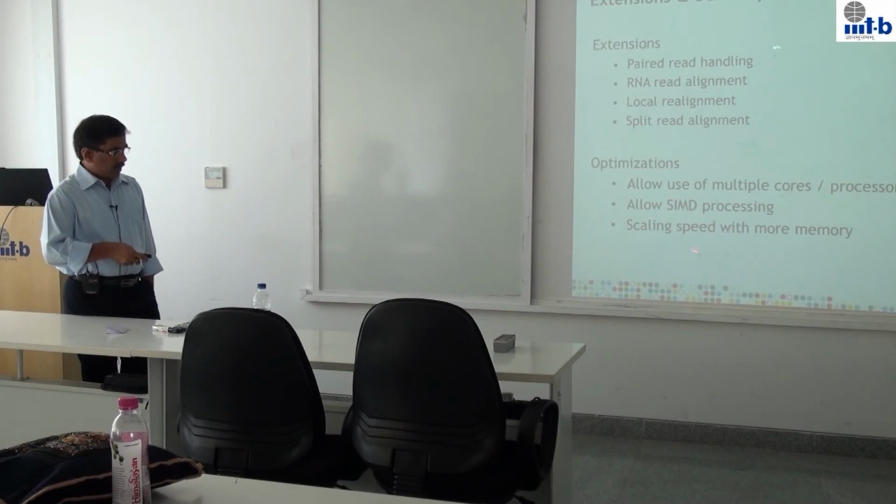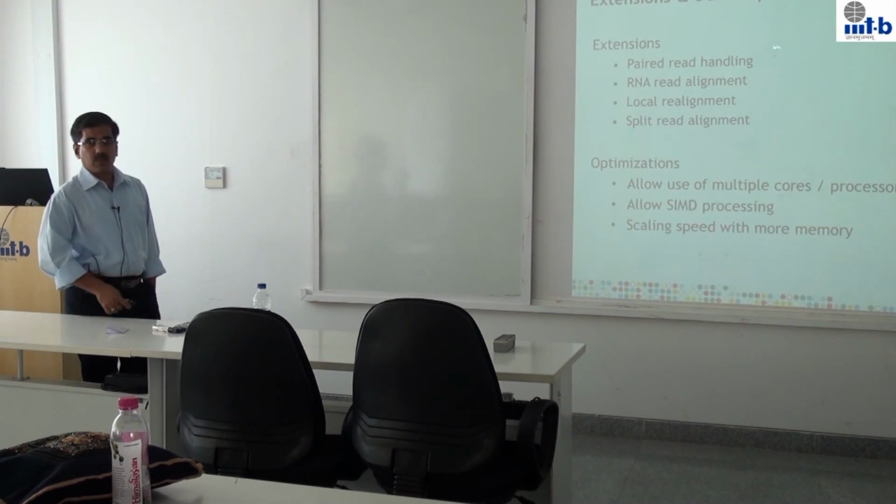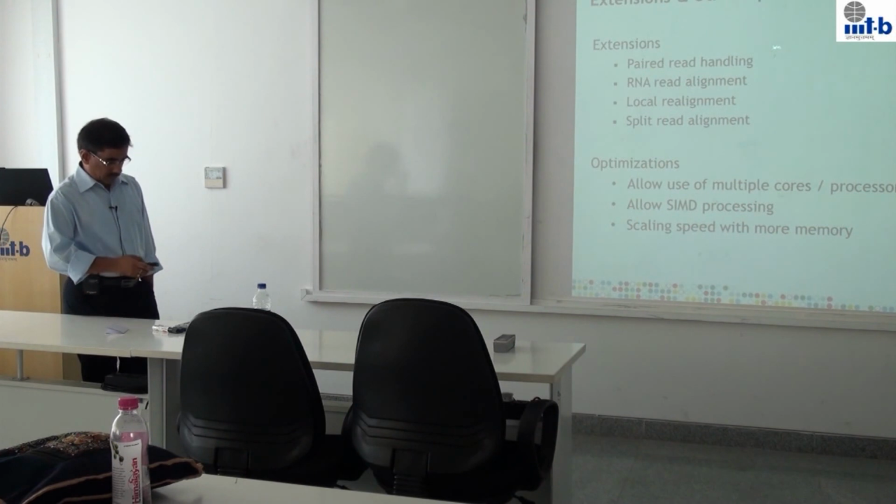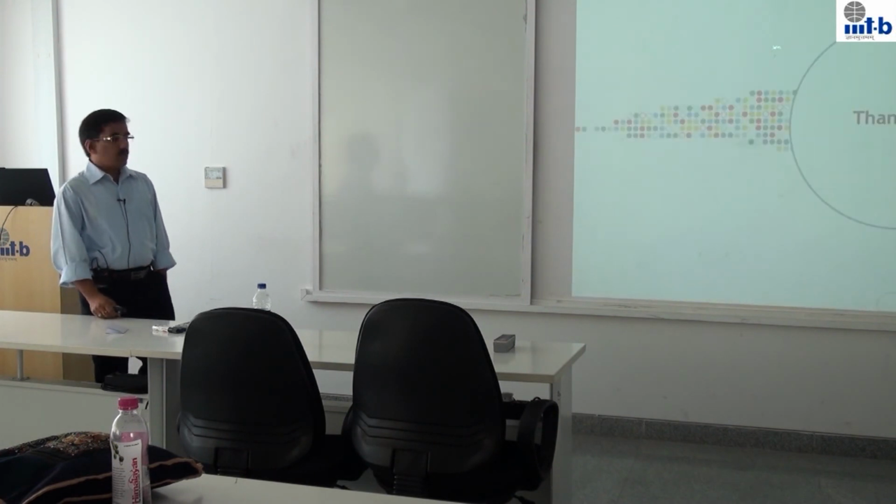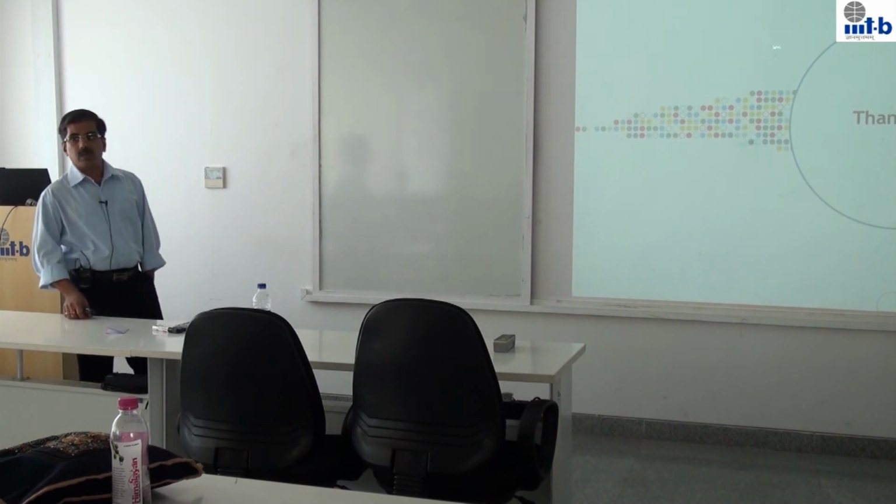And as I mentioned earlier, we are also scaling the speed with more memory. In case the systems have more memory, we sample the BWT index at a higher rate and increase the speed. These two together have given a speed up of 2 to 3 times in our version that's under development now. That's all I have about this alignment. Any questions?